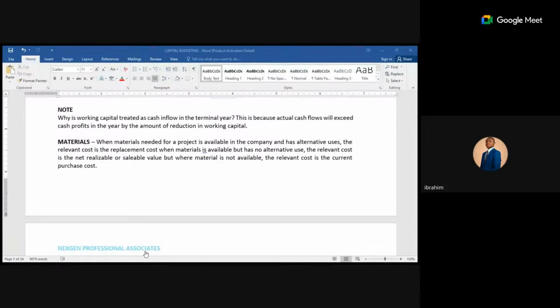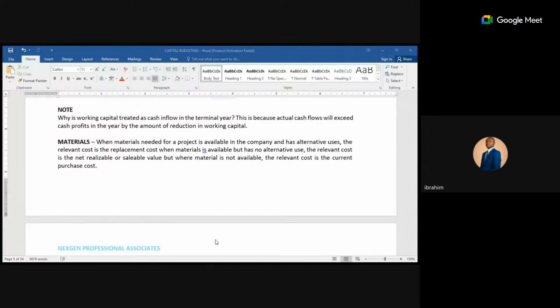But when material is not available at all, you have to go to the market and get the material. And what is the relevant cost? The relevant cost is the current purchase cost that you can get that same product at in the market. And that is material cost.